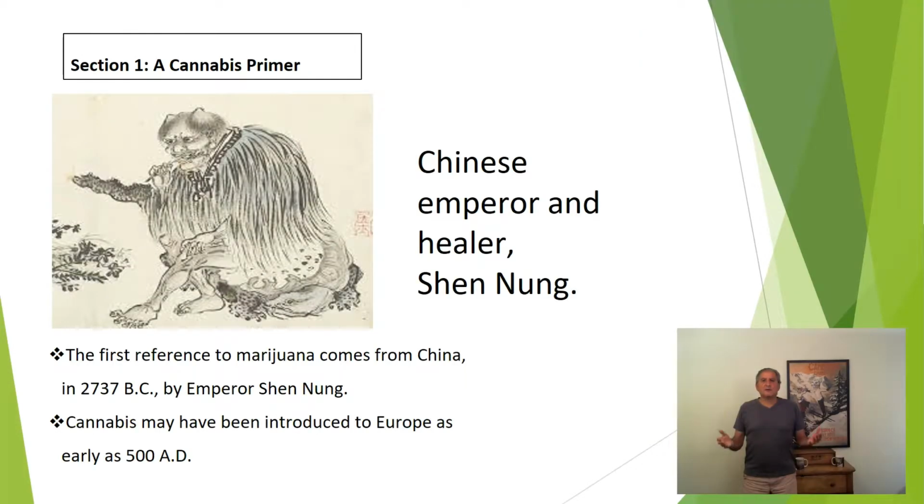The first reference to marijuana comes from China, where in 2737 BC, Emperor Shen Yung mentions its promise as medicine. Cannabis may have been introduced to Europe as early as 500 AD, as a pot containing seeds was found near Berlin.